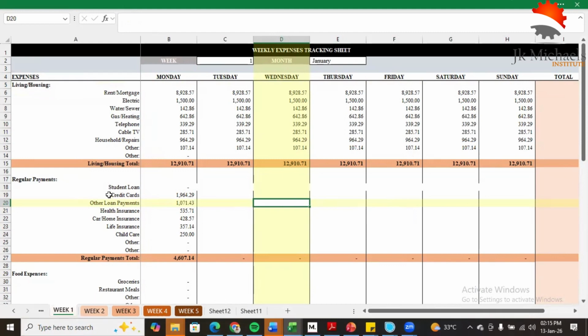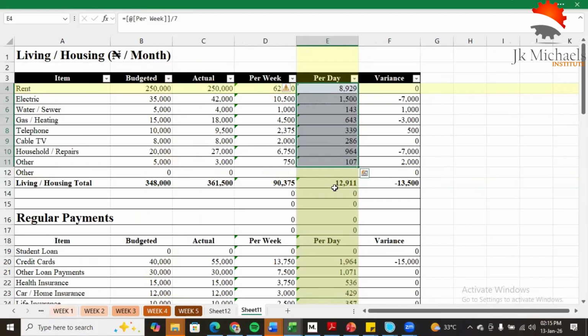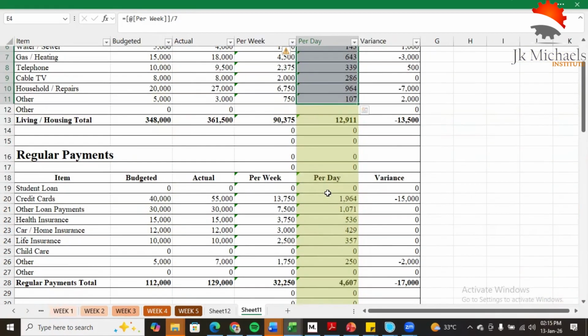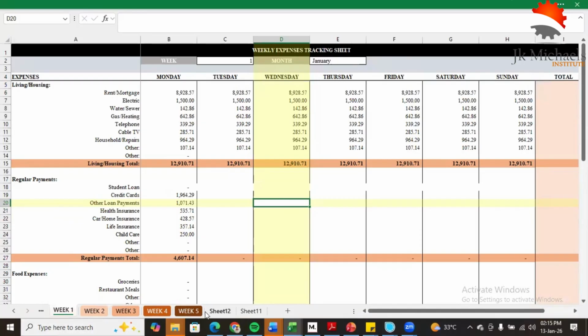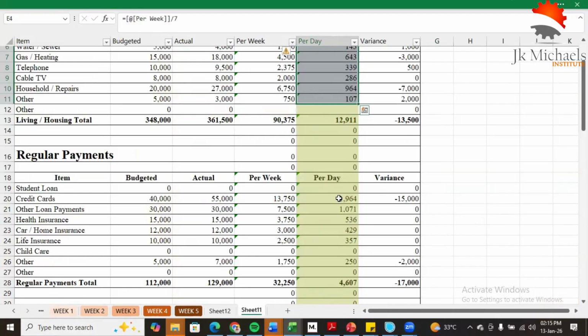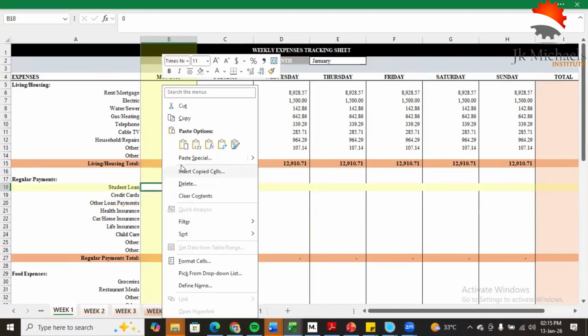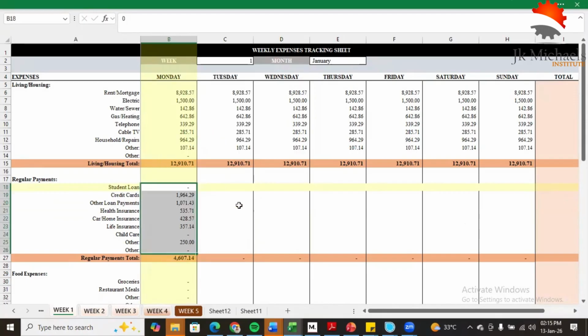Let's continue. Regular payments, sheet 11. Let's collect data for regular payments. Now, from student loan down to order, we copy. Now we come back here, we hold our control key, do 1, 2, 3, and 4, right? For regular payment, from student loan down, we paste, right? And then we copy and we pull this in.